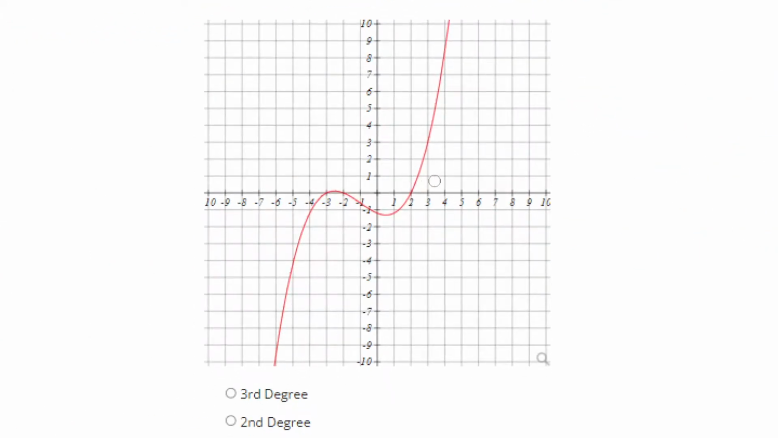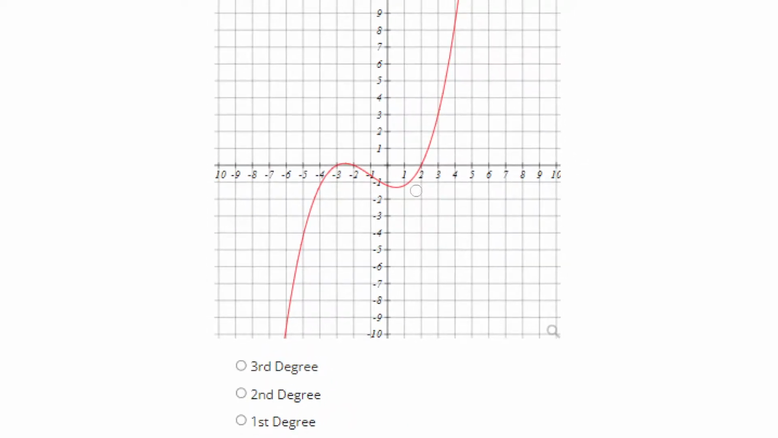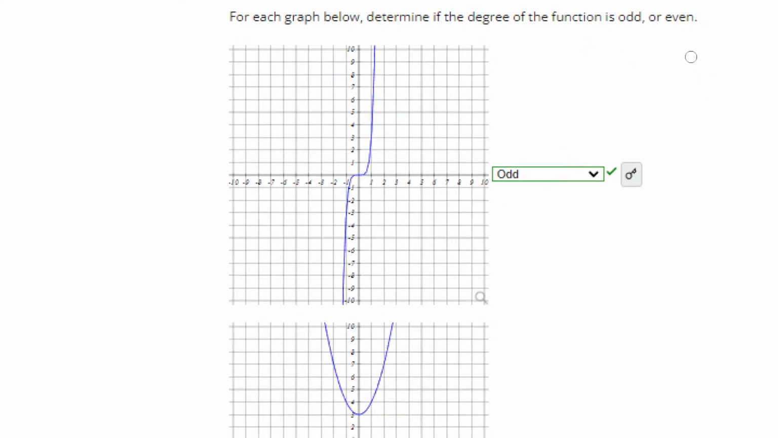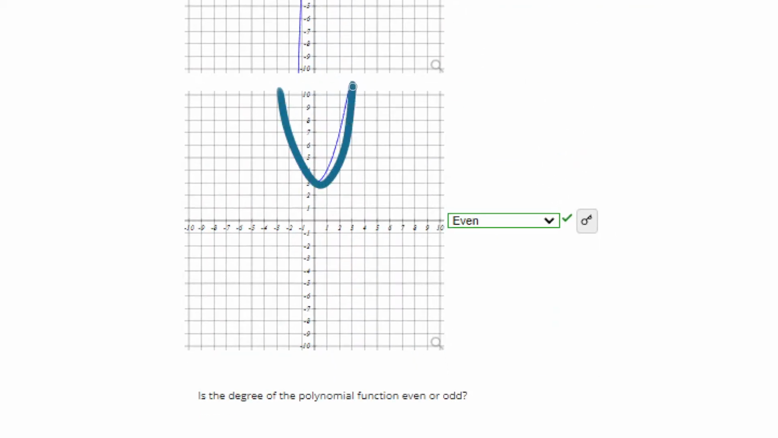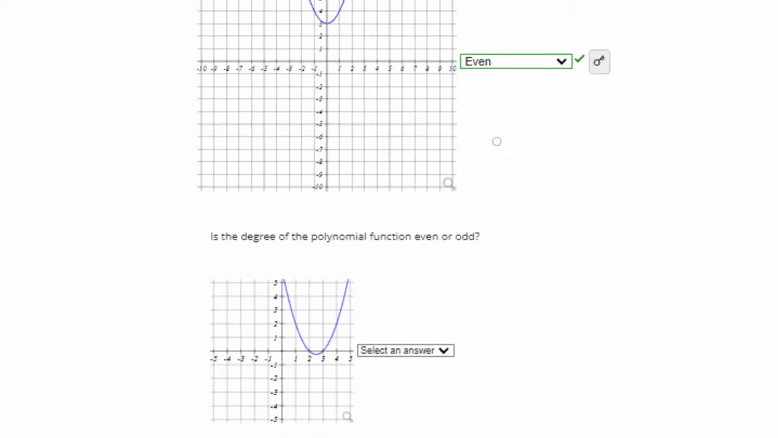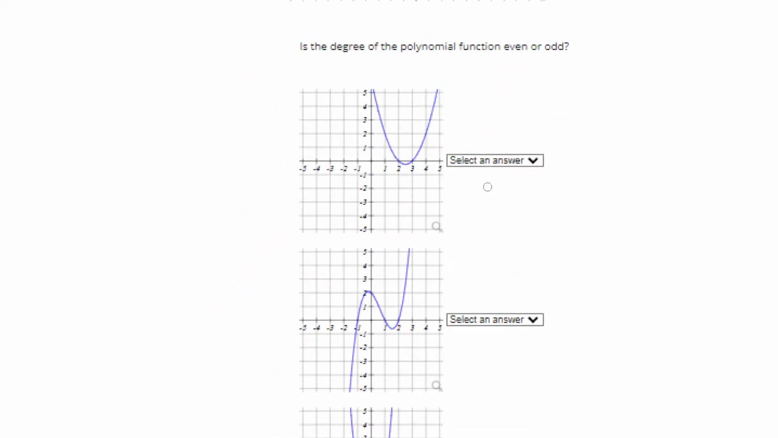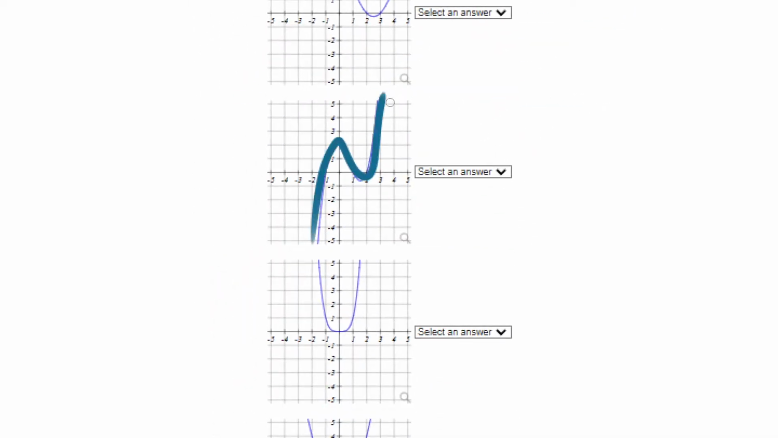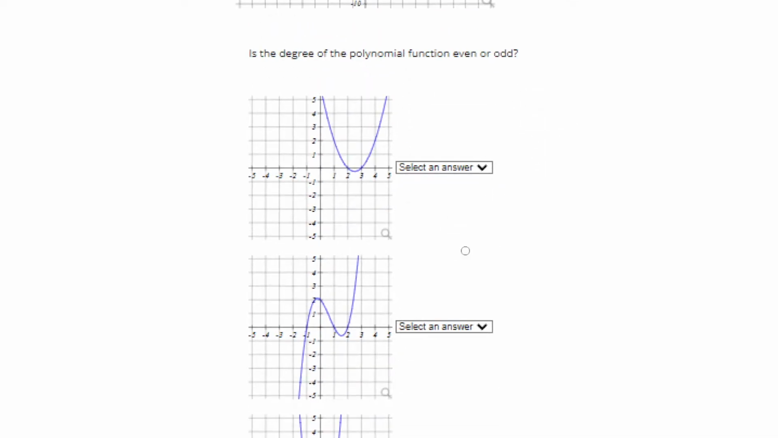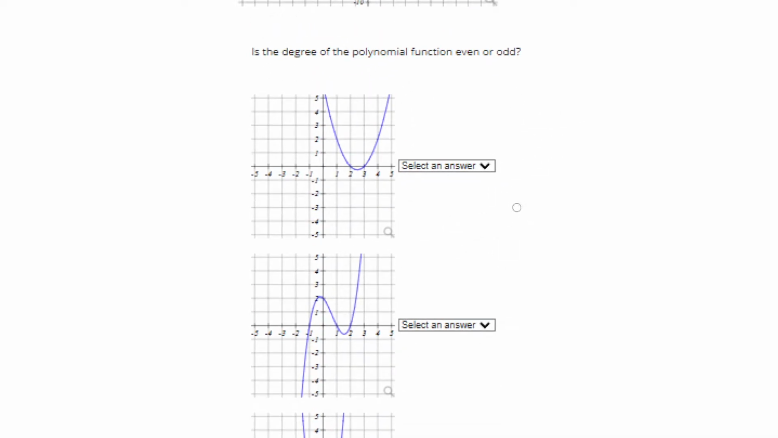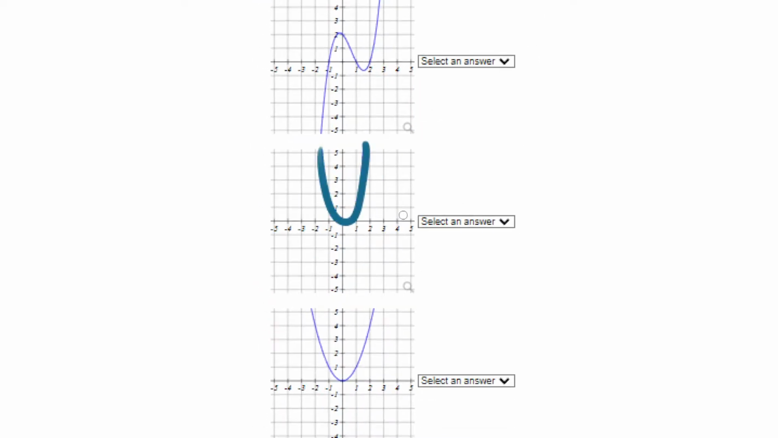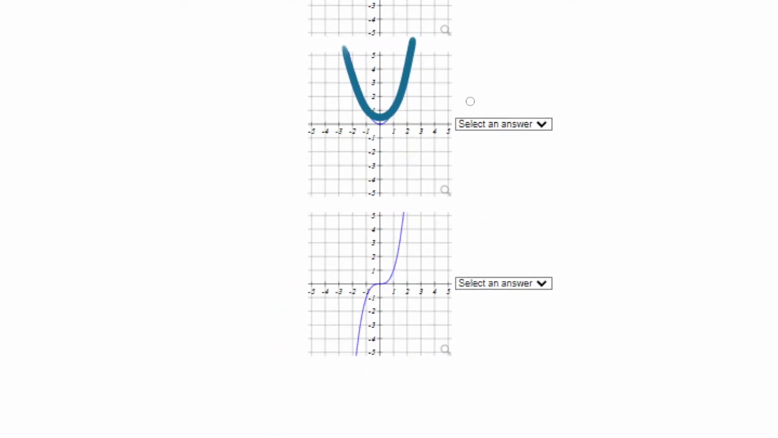So, the degree of this polynomial function is the third degree because it has 2 turning points. This one is an odd function because we have the ends pointing down and then going up. So they're not in the same direction. This one is even because we have both of them pointing up. This one is even because we have both of them pointing up. This one is odd because we have both of them in different directions in starting and end points. This one is even because they both are pointing up. This one is even because they both are pointing up. And this one is odd because it's going down to up.